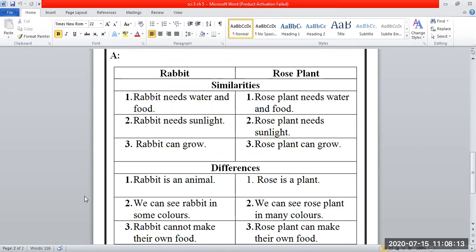So the last difference is that rabbit cannot make their own food, while the rose plant has the ability to make their own food. So these are the major differences. We are going to note it down on your copies. And after that, I'm going to try to send it to you on the WhatsApp.